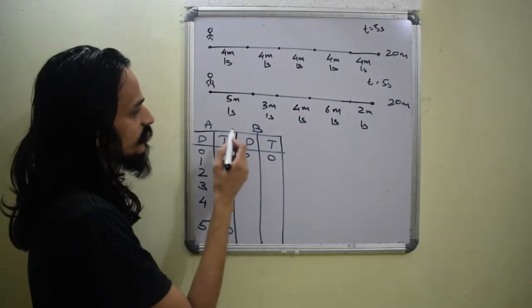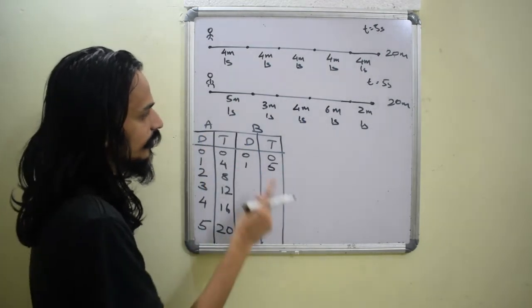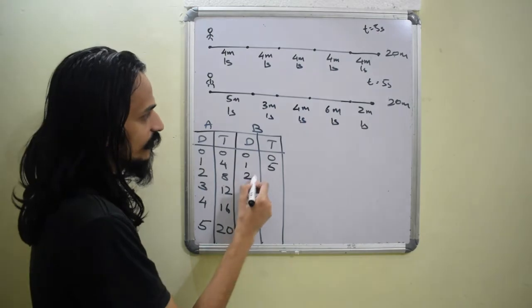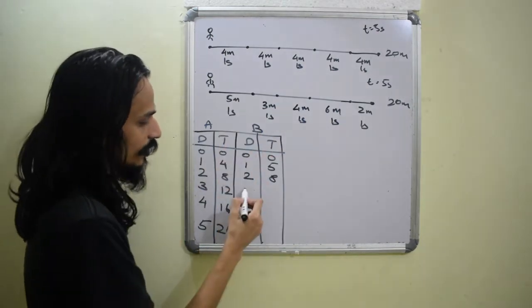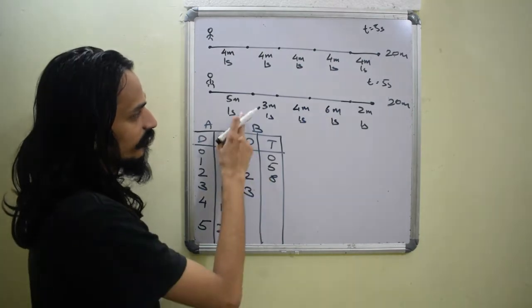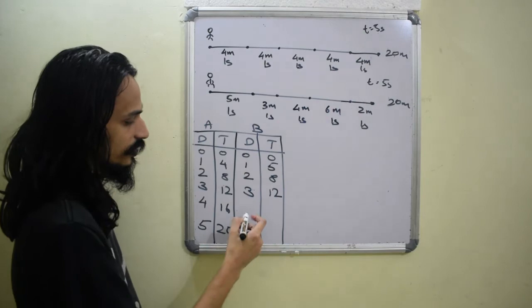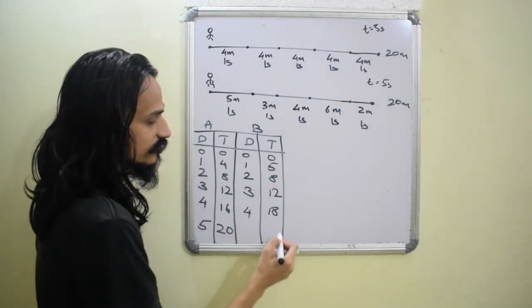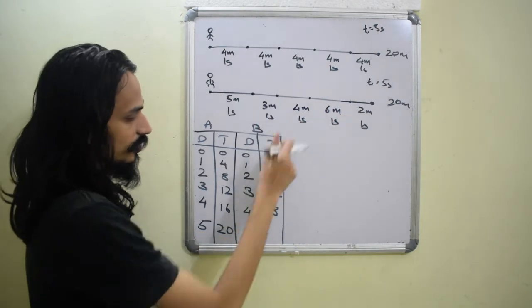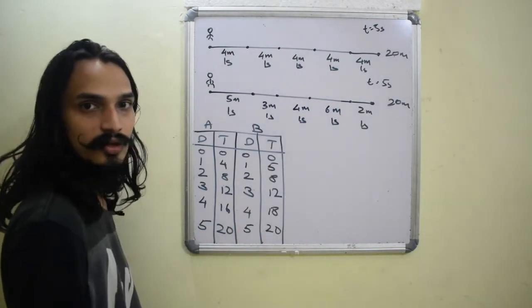If I look at this person, in 1 second he has covered 5, in the next second he has covered 3, so 5 plus 3 is 8. In the third second, 5 plus 3 is 8, 8 plus 4 is 12, right? In the fourth second, he has covered 18 meters, 12 plus 6, right? And finally, by the end, he has covered 20 meters total.